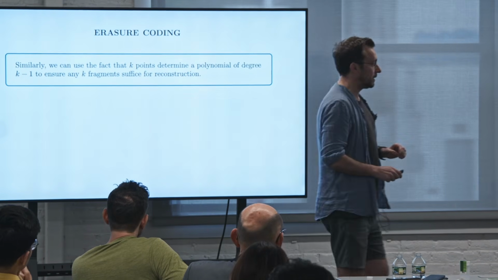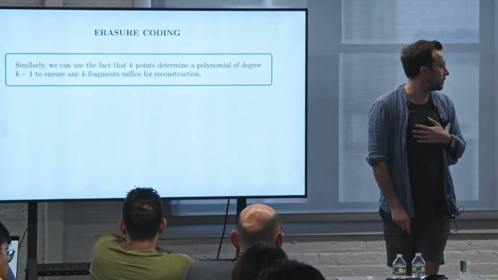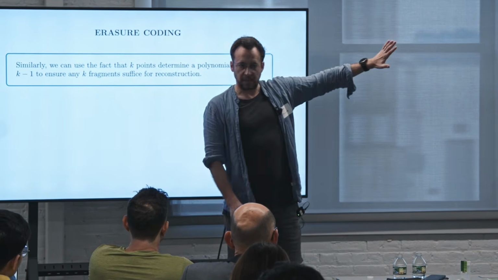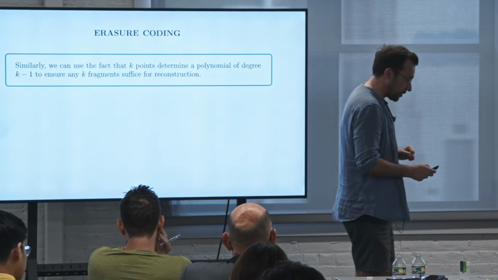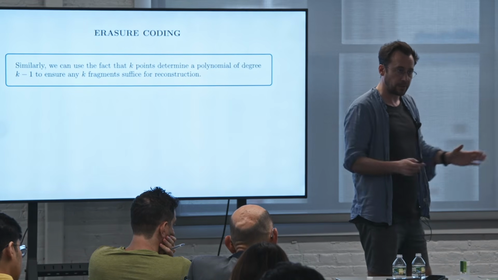We used a line here, but more generally, k points suffice to determine a polynomial of degree k minus 1. So we can use exactly the same idea to set this up so that any k fragments suffice for reconstruction. We can produce any number of different fragments.